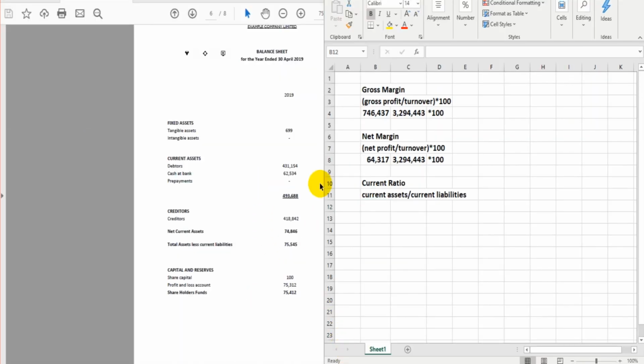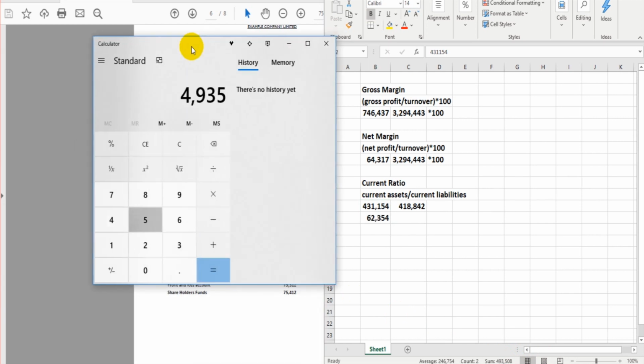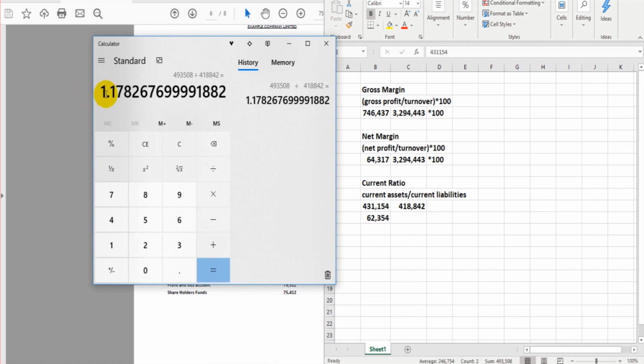So the current assets of the company are here. We have debtors at 431,154 and cash at bank 62,354. What are the current liabilities? There's just one, which is creditors at 418,842. So we want to add the assets together, which is 493,508, and we divide that by the liabilities, 418,842, which gives us 1.17. So that's the ratio of assets to liabilities.